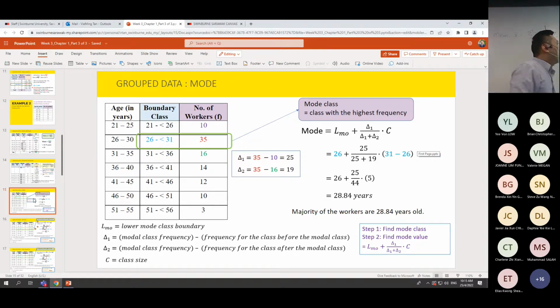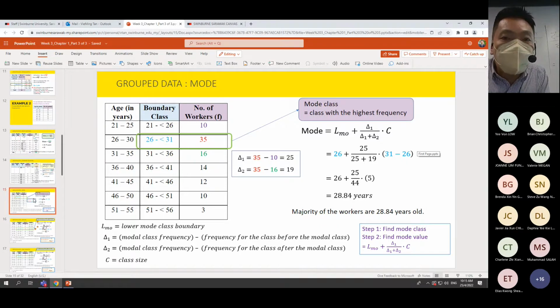Then the next step is to identify which one is the mod class. We know that mod means the most frequently occurring value, so we go to the frequency column and check. Among so many classes, which class has the highest frequency? You may find that this class, 35, has the highest frequency. So this is the mod class, and the mod is within this class. So what is the mod value? The mod value should be within 26 but less than 31.